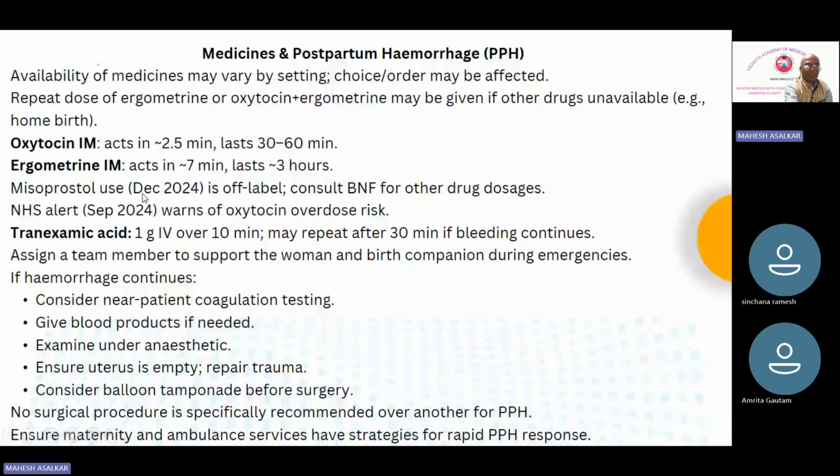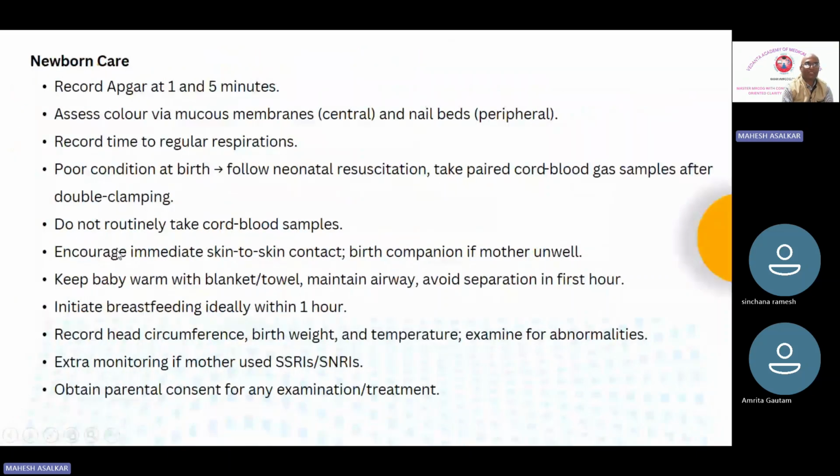Misoprostol use is off-label. Consult BNF for other drug dosages. Then tranexamic acid 1 gram IV over a period of 10 minutes may be repeated after 30 minutes if the bleeding continues. So rest of the things we have seen in the PPH protocol. So I will not repeat this.